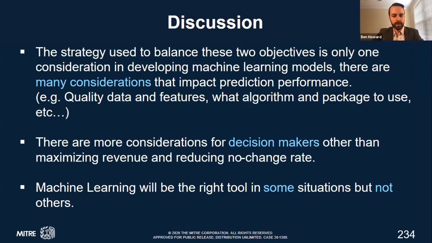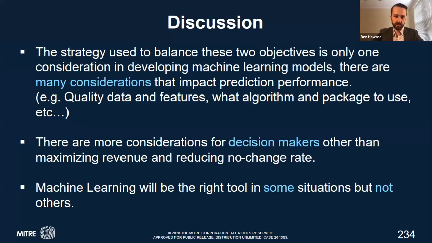The second point I want to make is that decision makers have many more considerations for audit selection other than just maximizing revenue and reducing the no change rate. Considerations such as cost and the ability of the staff to handle the audits given to them. You don't want to give them more than they can chew. And to this point, it's important for analysts to provide the options and to work with decision makers in developing models that meet mission objectives.